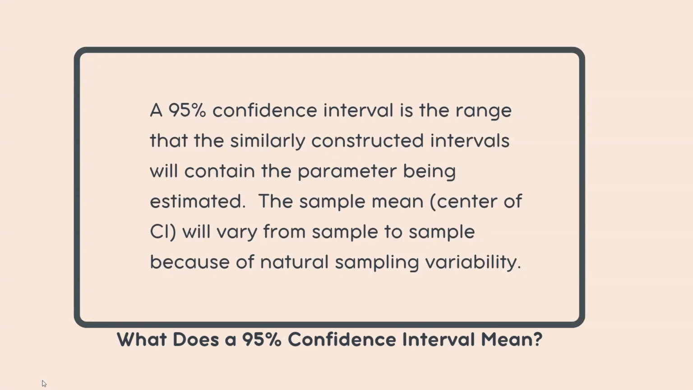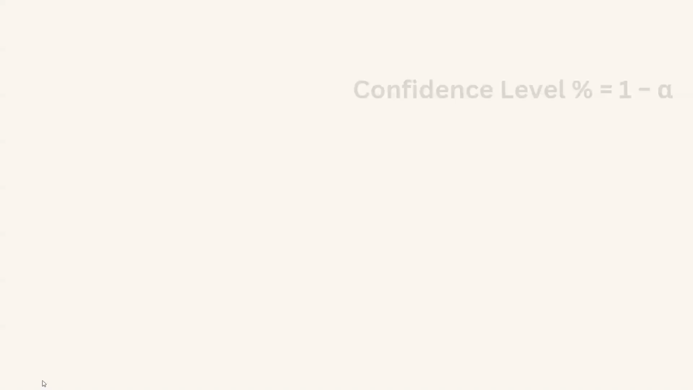Poor reliability can happen with a small population or if the event being studied does not happen often or at regular times. So a 95% confidence interval is the range that similarly constructed intervals will contain the parameter being estimated. The sample mean will vary from sample to sample because of natural sampling variability.